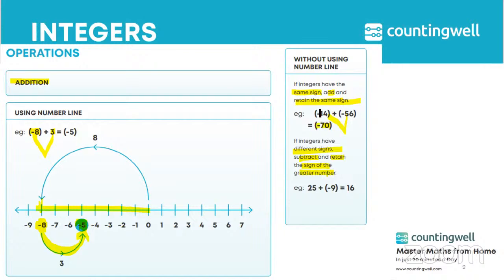If they have different signs, meaning one is positive, one is negative, then you have to do subtraction. So here you have to subtract 25 minus 9. You have to write the value and then you have to retain the sign of the greater number. So which number has greater value here? 25 or 9? It is 25. So we have to write it as 16, not minus 16.